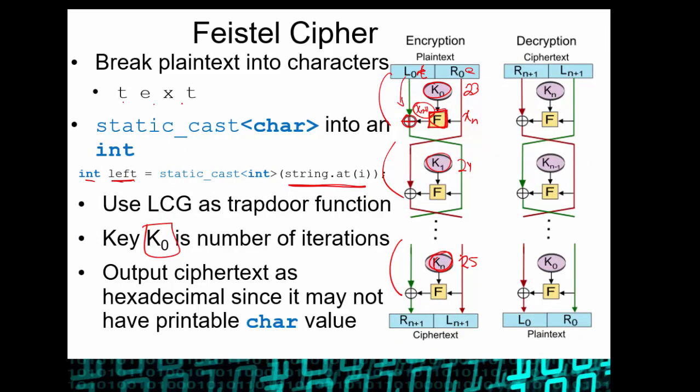Okay? When it's all done, you're going to have what's coming out at the very bottom. You're going to have your ciphertext. They're going to be integer values, because you've been doing integer values. But what you're going to want to do is output those as hexadecimal. I've got that in the template. You don't need to do it.